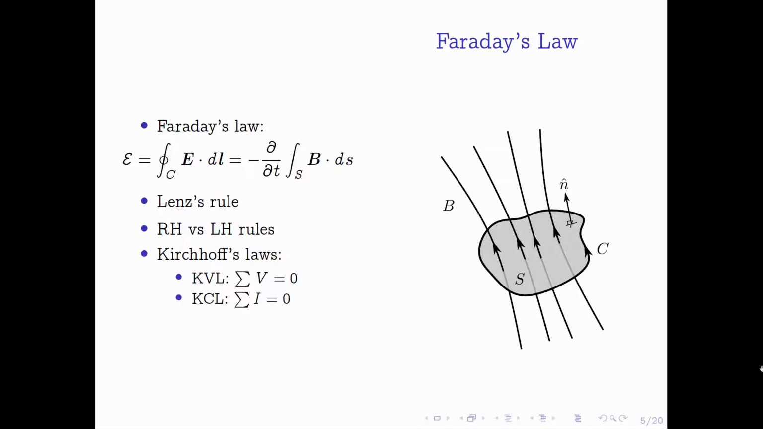However, as you know, we have the minus sign in front of the integral, partial by partial t, integral S, B dot ds. This is known as Lenz's rule, and for that reason, we have to be careful when to apply the right-hand rule and the left-hand rules. I will leave this to you to figure out how to apply Faraday's law correctly. In addition to that, Kirchhoff's laws are usually stated as follows. KVL, which is the sigma V equals 0, and KCL, which is sigma I equals 0.